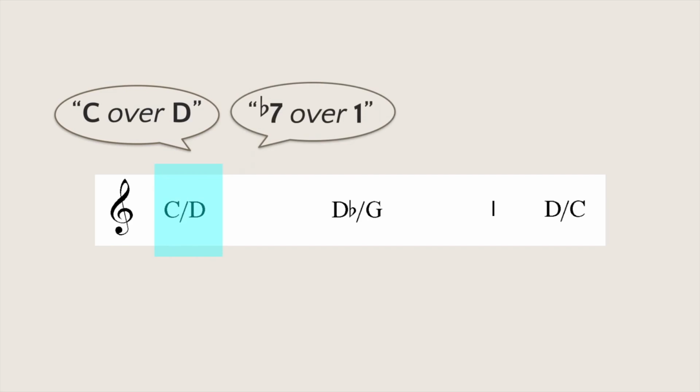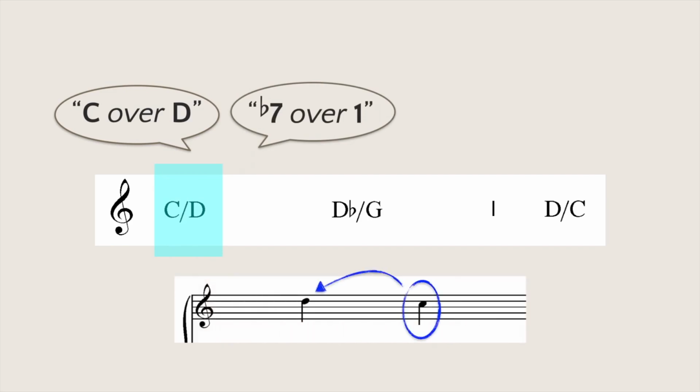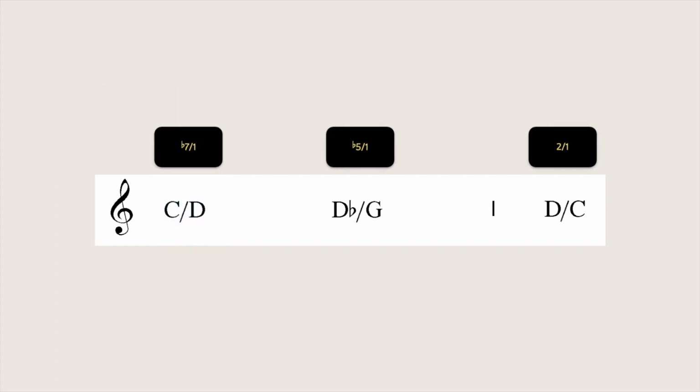This is how the description works. C is the flattened 7th note in relation to D, therefore flat 7 over 1. So we can finish the sequence by describing the rest of the chords like this: flat 7 over 1, flat 5 over 1, 2 over 1.